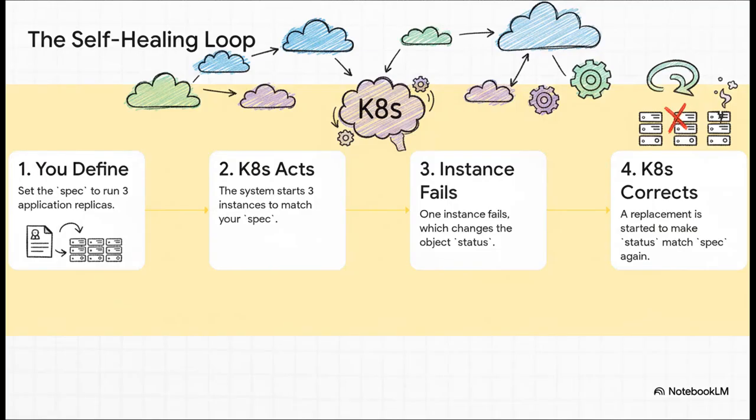And this right here, this is where the magic happens. It shows you the self-healing power of Kubernetes in action. So let's walk through it. Step 1, you define your spec. You say, I want 3 copies of my app. Step 2, Kubernetes makes it happen. 3 instances spin up. But then, step 3, 1 instance fails. The status changes. Now reality doesn't match your intent anymore. And that's when step 4 kicks in. The system sees the difference and boom, automatically starts a new instance to get back to your desired state. It's always working to make the status match the spec.